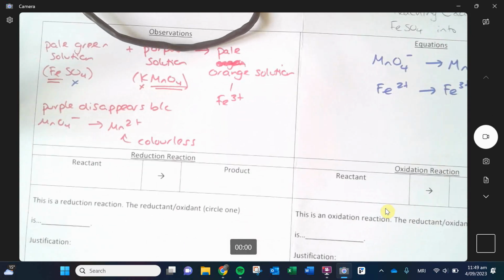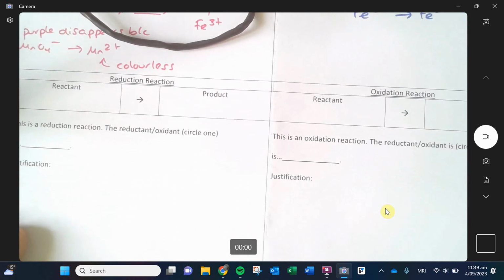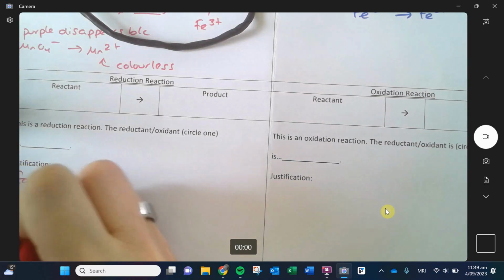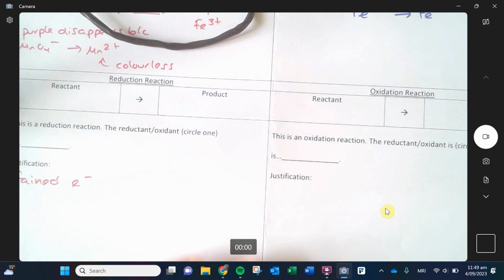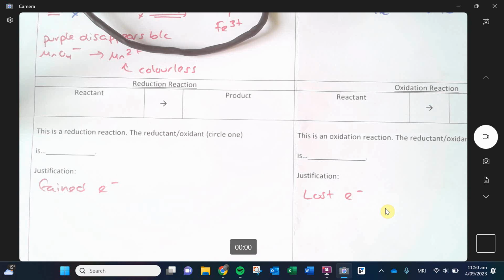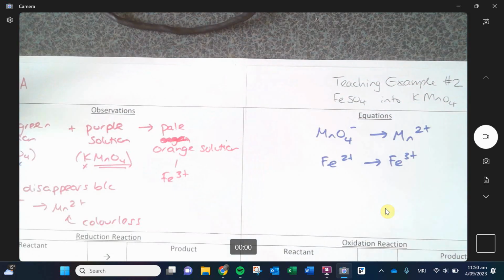All right. Next thing I want you guys to do is state your definitions. So we are going to state that in the reduction reaction, we have gained electrons. In the oxidation reaction, we have lost electrons. Okay with that? All right. Now, this is when it's going to get a little bit more complicated, because we have to start integrating in oxidation numbers.